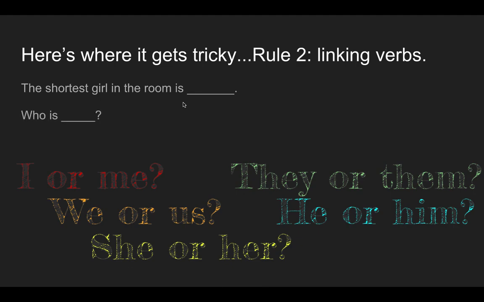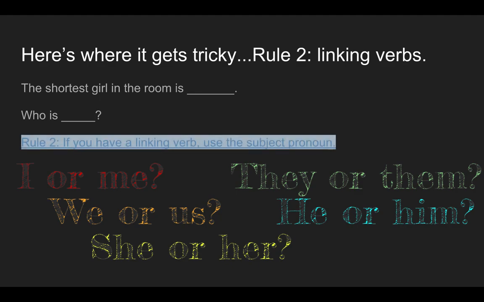This one you might hear more. Who is it? Who is he? Who is she? Who are they? You still use that subject pronoun when you have a linking verb.